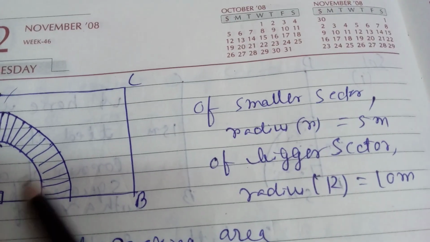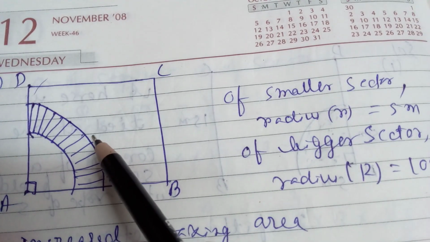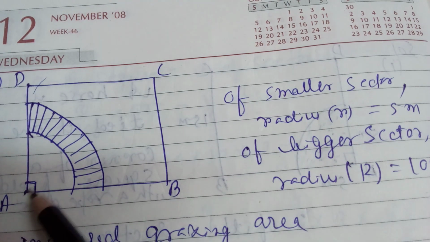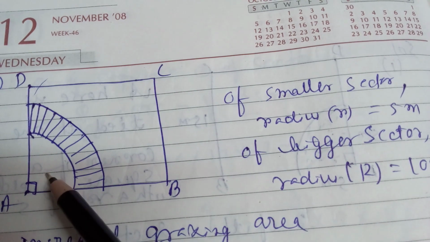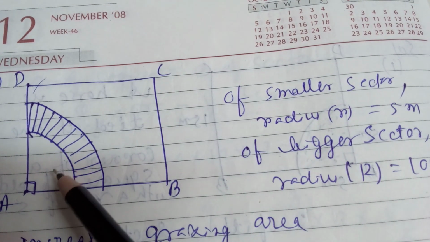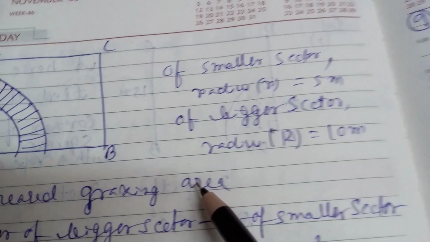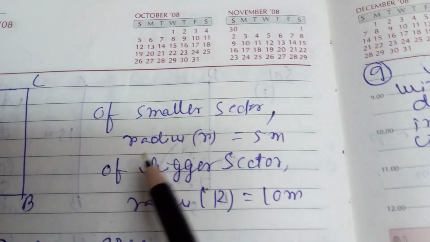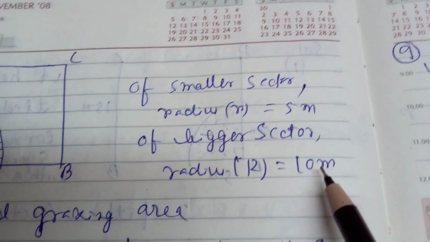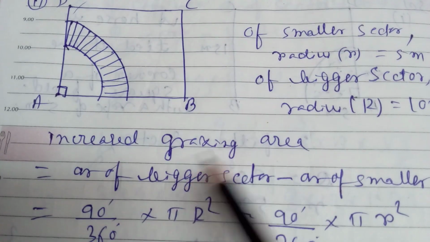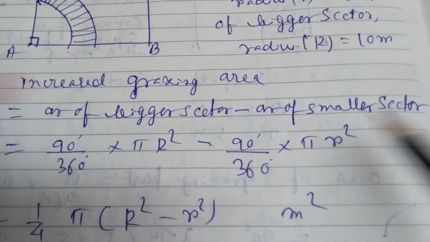Now this is the area when the rope is 5 meter length, and this is the area of the sector when the rope is 10 meter length. Okay. So there are two sectors, smaller sector and greater sector. Of the smaller sector, radius is 5 meter, and of the greater sector, radius is 10 meter. Now look, of the smaller sector, radius small r is 5 meter, and of the bigger sector, radius capital R is 10 meter. So increased grazing area equal to area of the bigger sector minus area of the smaller sector.